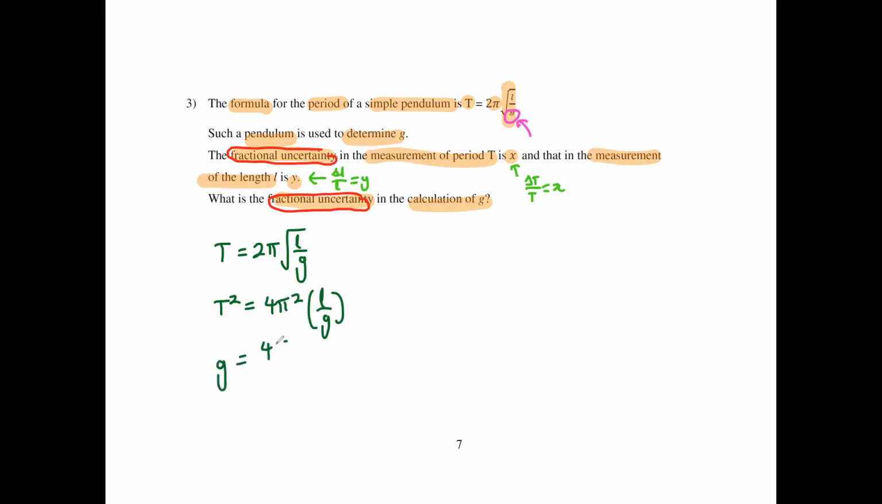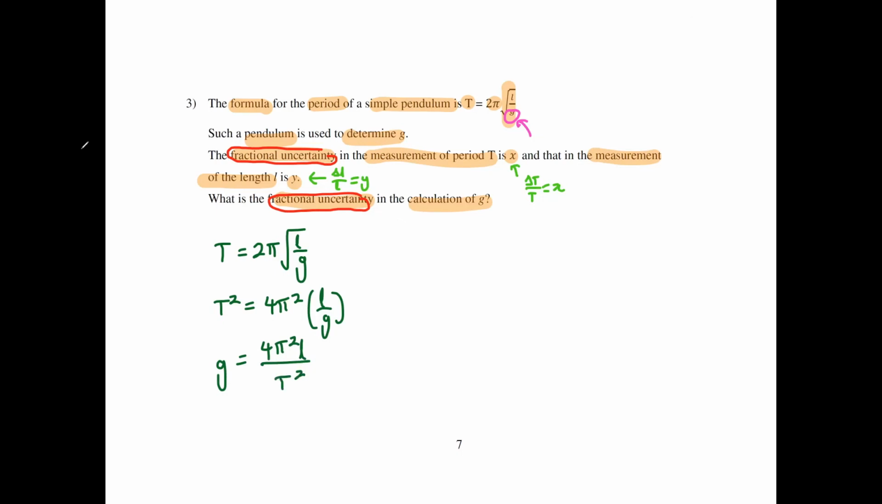The fractional uncertainty of period T here is X, whereas the fractional uncertainty of length L is Y. And another thing to note is that the G that we're interested in here is not the subject of the given equation. Before we proceed any further, we would need to make G the subject of the equation. So if T equals 2 pi square root of L over G, squaring both sides gives us T squared equals 4 pi squared L over G. Now making G the subject would give us G equals 4 pi squared L over T squared.